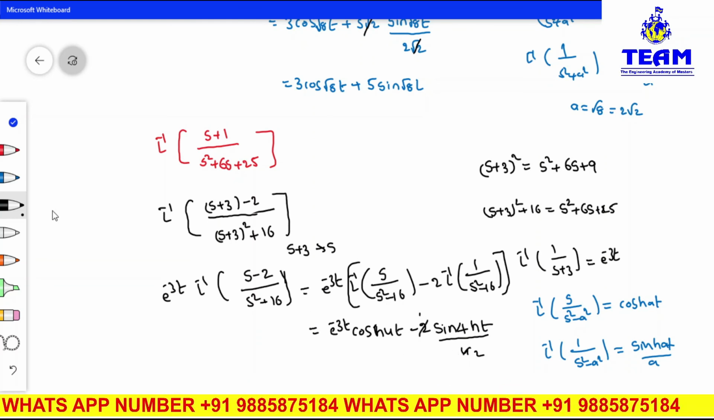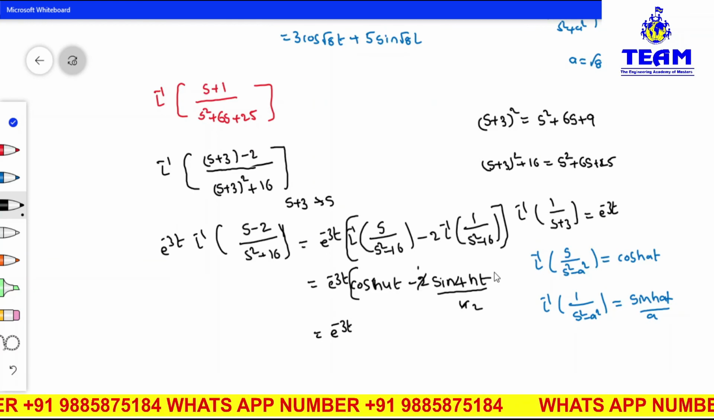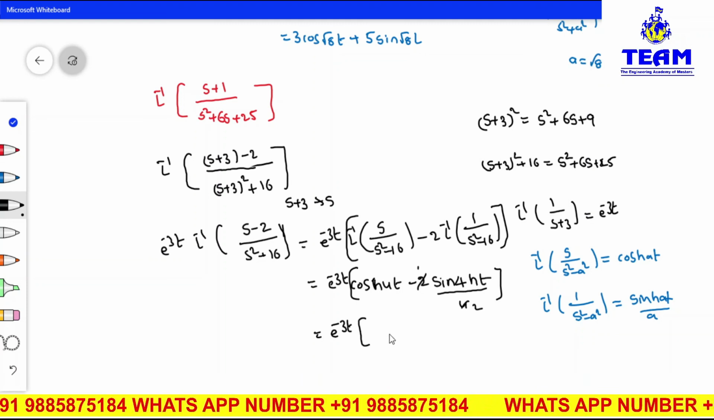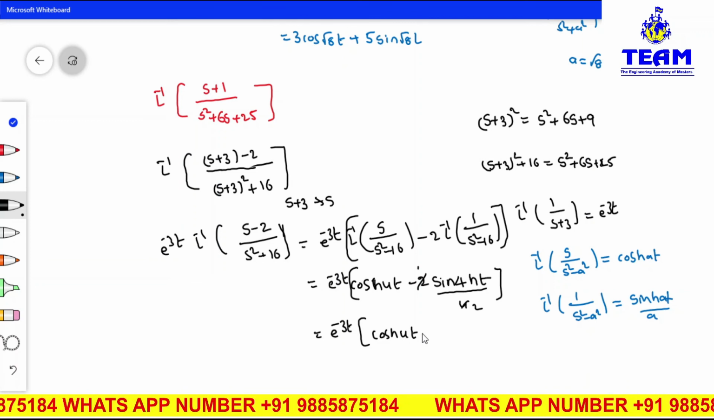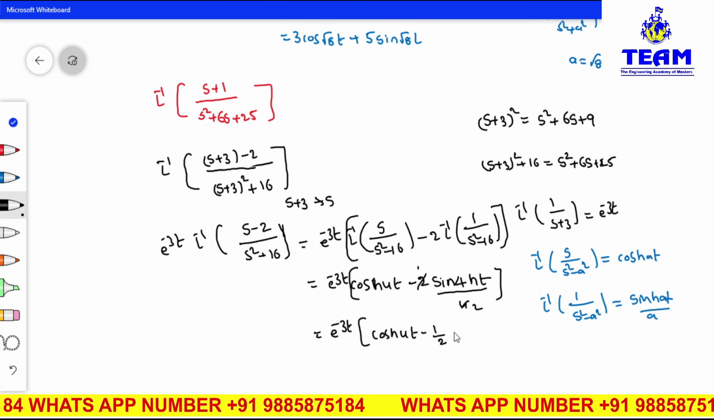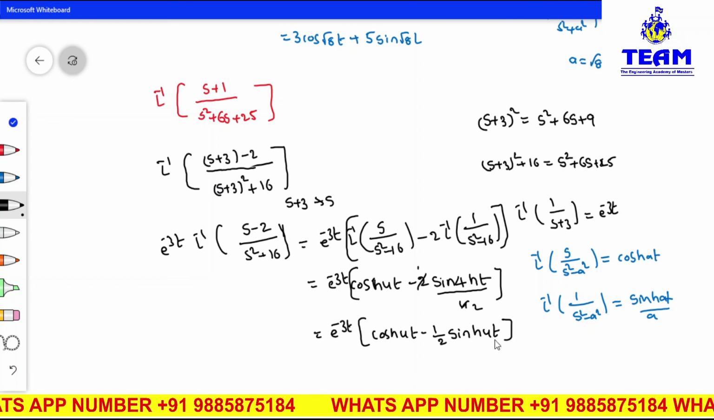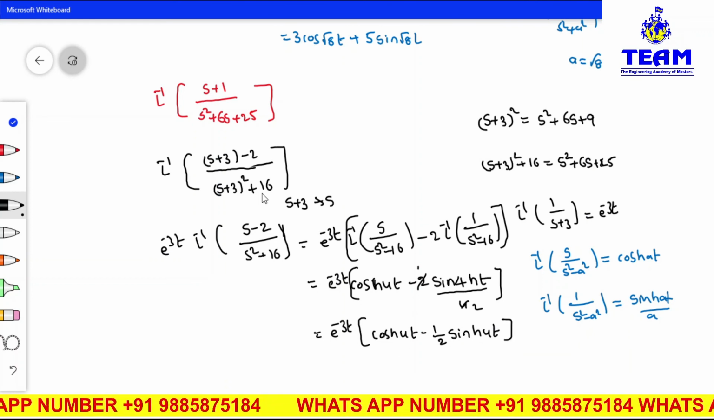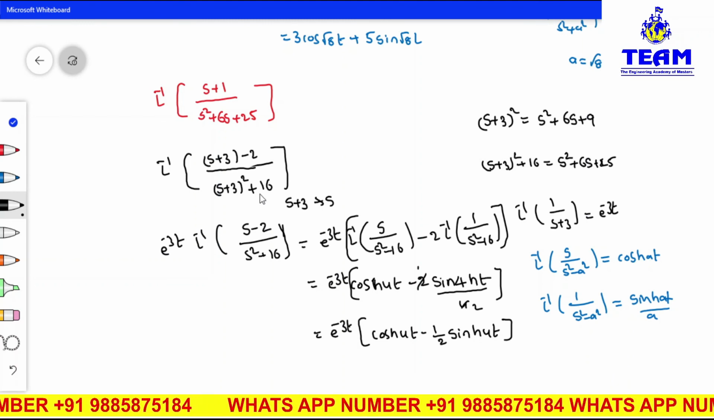Then you will have e to the power of minus 3t into bracket for both: e power minus 3t into cosh 4t minus 1 by 2 times sinh 4t. Okay, friends. Like this, we have to solve the problems. I will solve more problems in my next video. Thank you for watching this video.